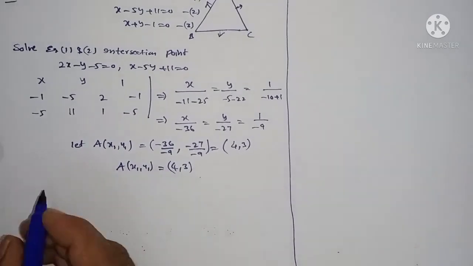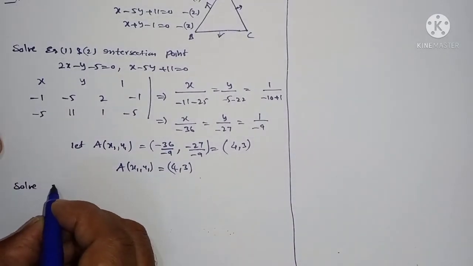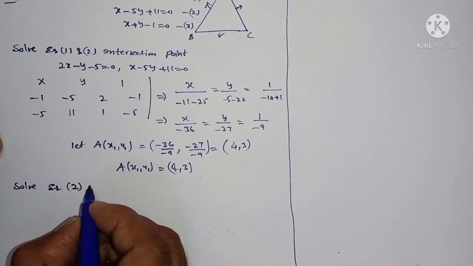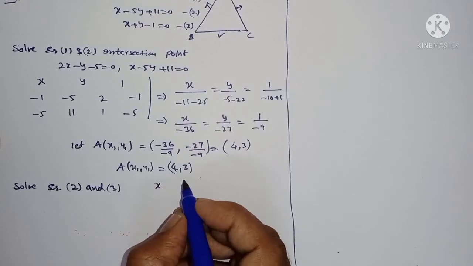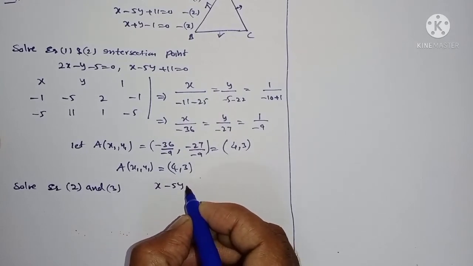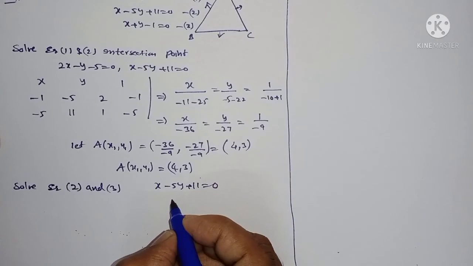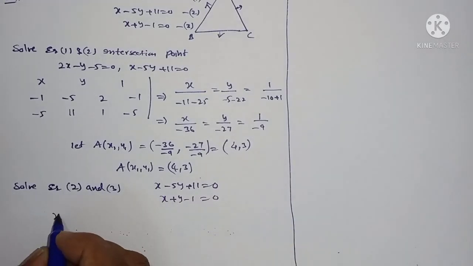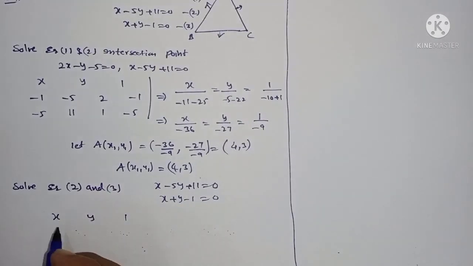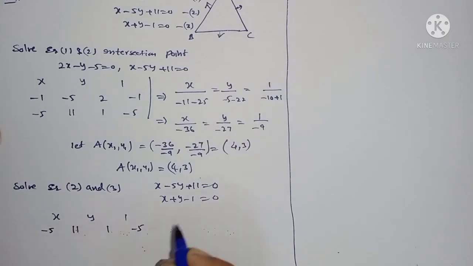Solving equation 2 and 3. What are the 2 and 3 equations I can write here? x minus 5y plus 11 is equal to 0 and x plus 5y minus 1 is equal to 0. Similarly same as this, x, y, constant. You can write the coefficients. You can write first minus 5, 11, 1, minus 5 and 1, minus 1, 1, 1 only.